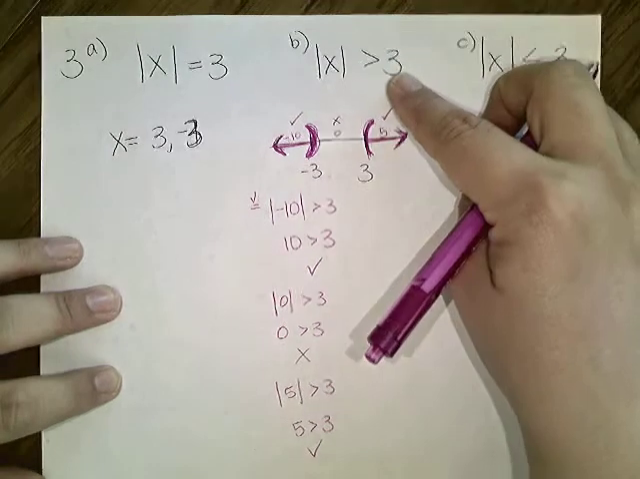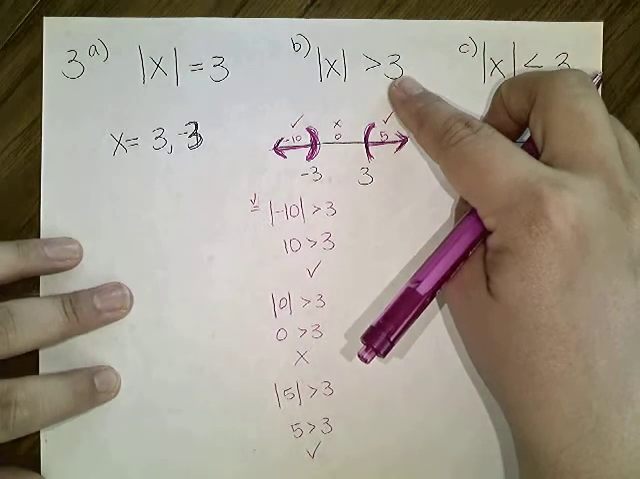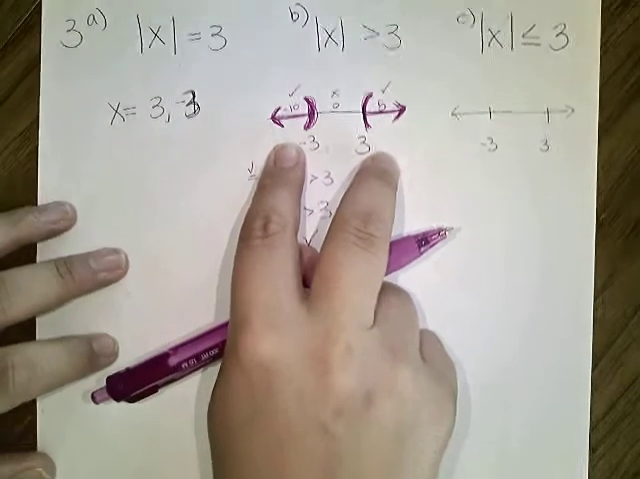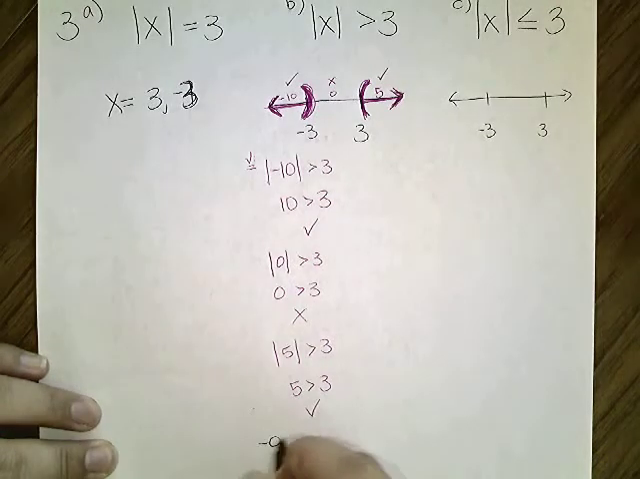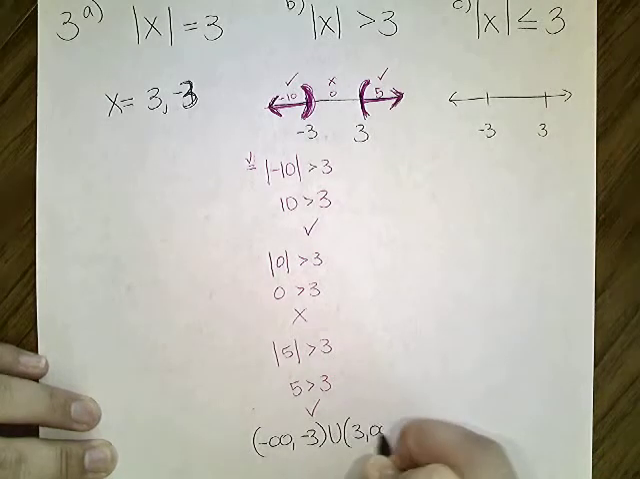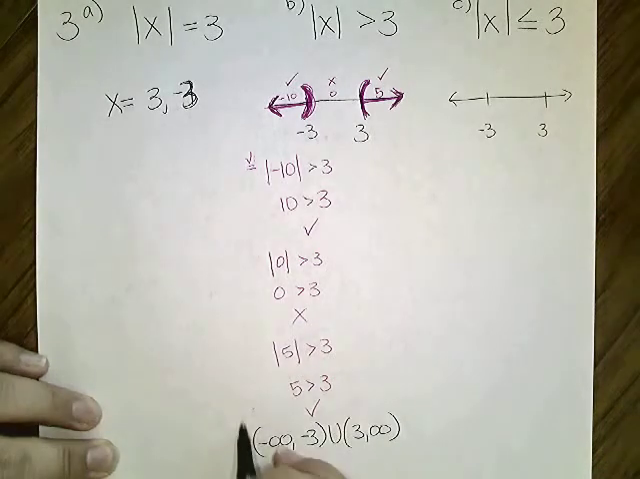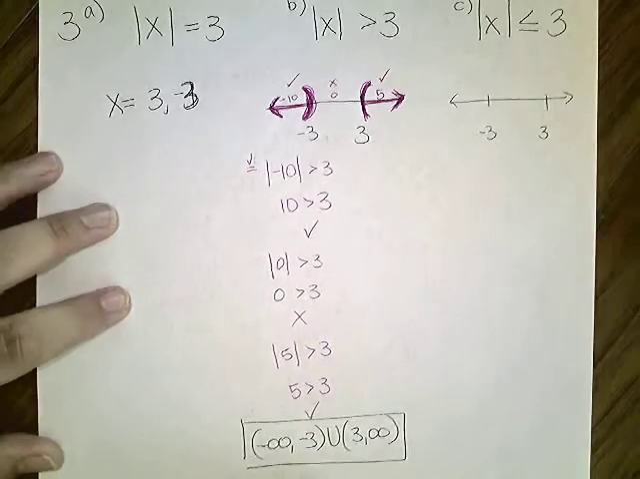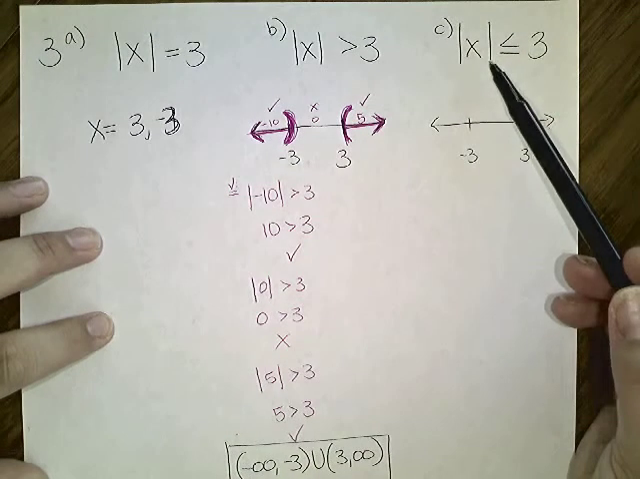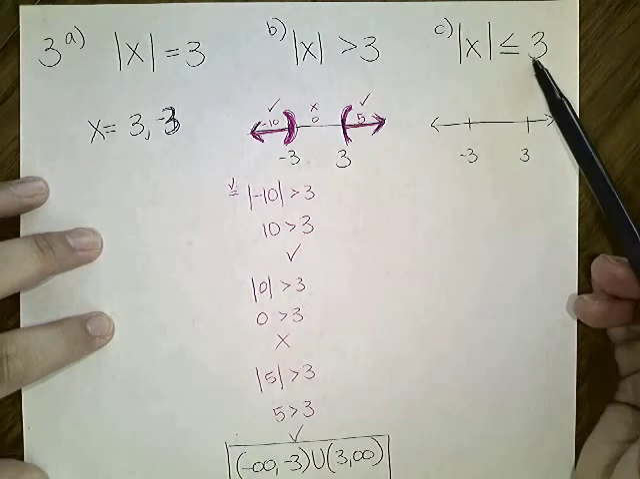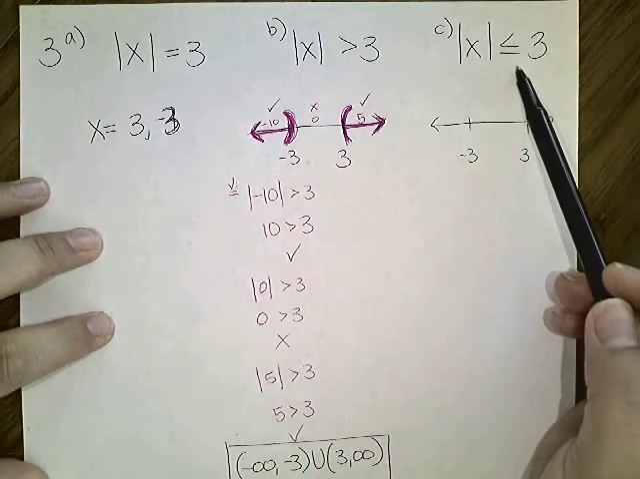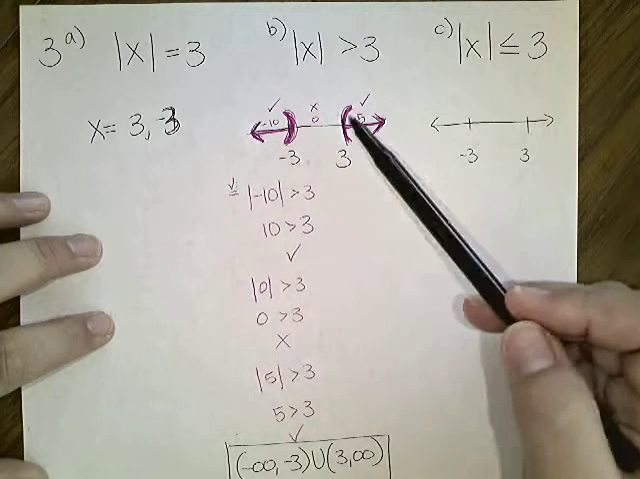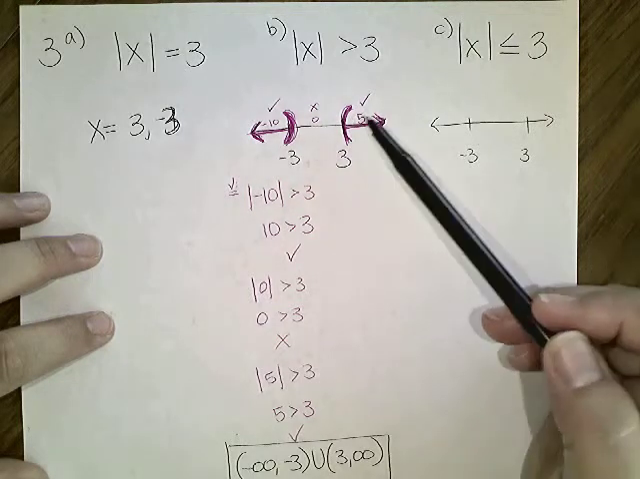So our solution to the inequality, the absolute value of x is greater than 3, is going to be these 2 regions, which, if you recall, in interval notation is negative infinity to negative 3, the union of that with positive 3 to positive infinity. Then we do the same thing for the absolute value of x is less than or equal to 3. It doesn't matter whether you have greater than or equal to, or less than or equal to; that just changes the parentheses or brackets.